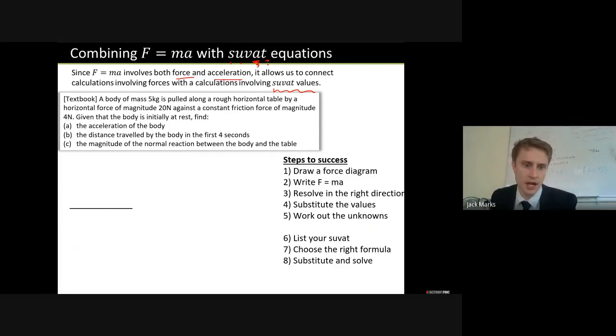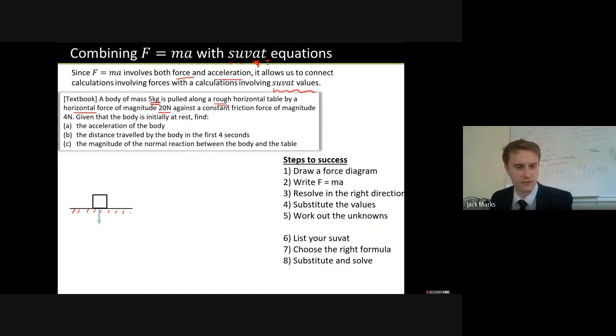So a body of mass 5 kilograms is pulled along a rough horizontal table. Well, there's the table. Rough horizontal table. I'm expecting some force holding it back. Mass of 5 kilograms is pulled along by a horizontal force of 20 newtons. I might not always do this, but you should always be doing this: underlining the information, making sure you're using it all.